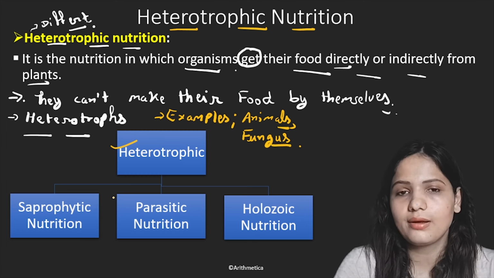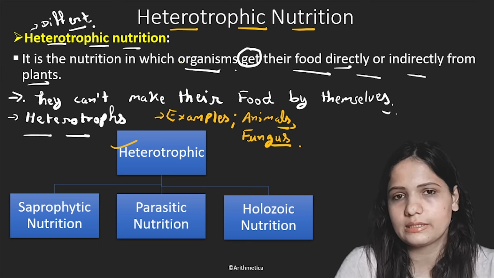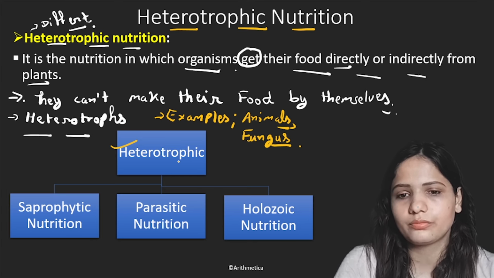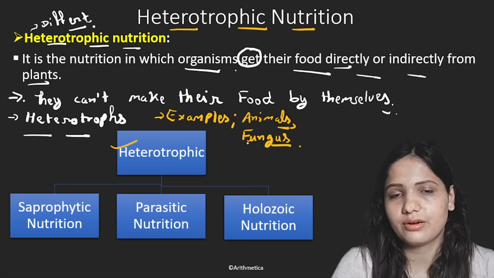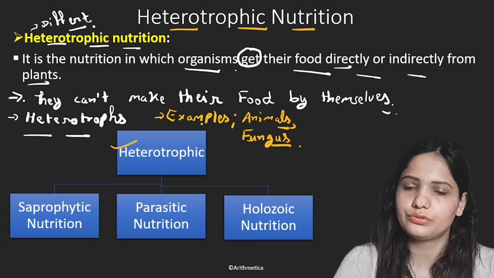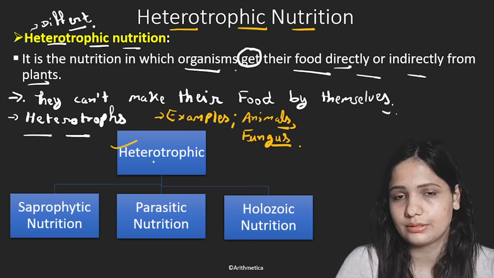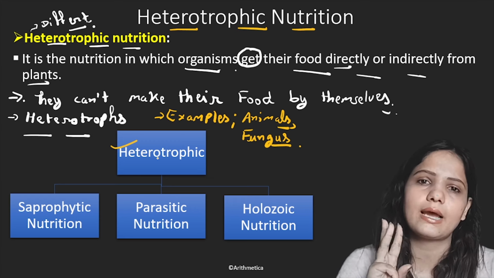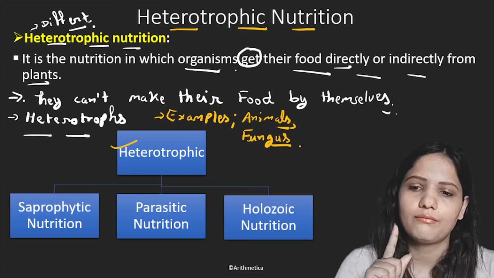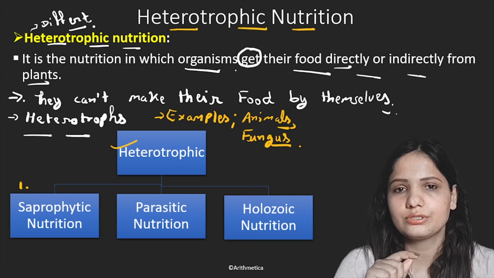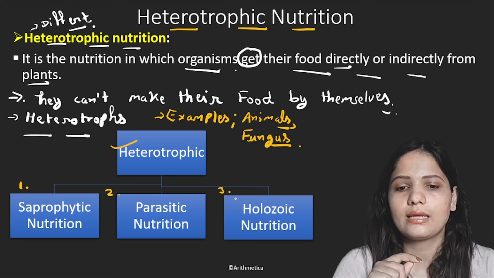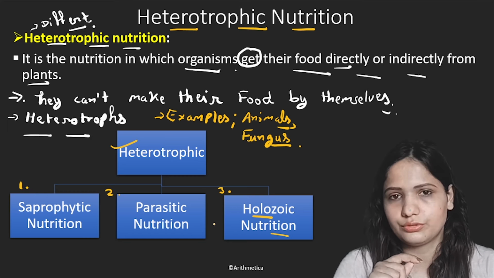Okay, fungus and animals are the examples of heterotrophic nutrition. We will cover these animals and fungus in an upcoming slide of nutrition. Now, just remember these animals and fungus show the heterotrophic mode of nutrition. Now we have the different types of heterotrophic nutrition. We have three different types: first is saprophytic nutrition, then parasitic nutrition, and third one is holozoic nutrition.